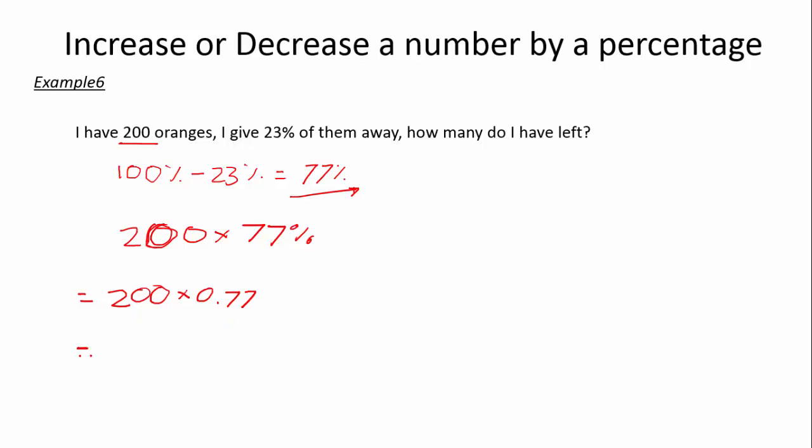Something else you could spot here is that 200 is the same as 2 100s. It's quite easy to find 77% of 100, correct? So this is the same as, just for your interest, 100 times 0.77, plus 100 times 0.77. And that is equal to 77 plus 77. This is just to practice working out things like this. And you can see that we know 70 plus 70 is 140, plus another 14 is 154. And that is how many oranges we have left.